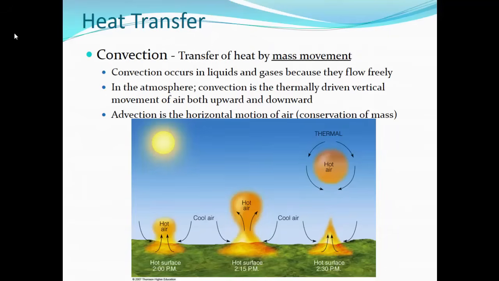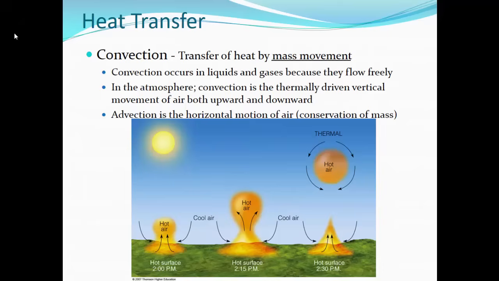Heat transfer by convection. Convection is the transfer of heat by mass movement, meaning you heat up a mass, liquid or gas, and then you transfer it to a different place, and that's convection. Convection in the atmosphere and in liquids refers to the up and down movement of heat transferred by mass motion. So convection occurs in liquids and gases because they flow freely. In the atmosphere, convection is thermally driven vertical motion, both upward and downward. Advection, not convection, is the horizontal motion of air. And that's basically the wind.